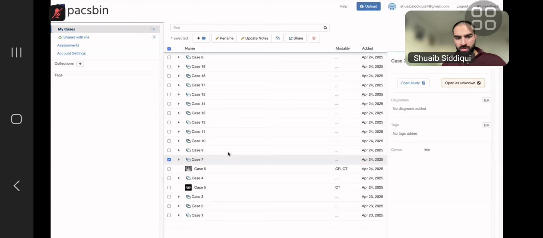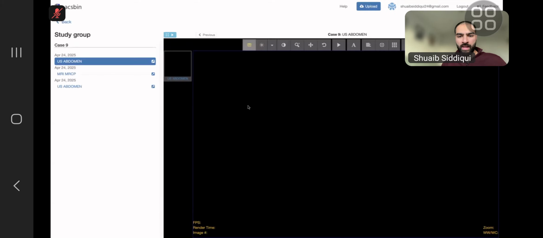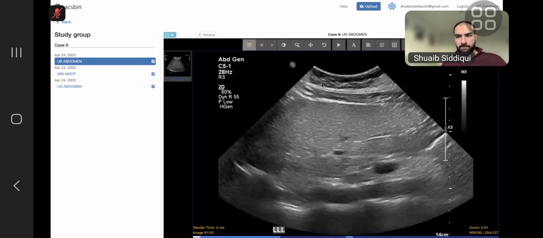Actually, we're running a little bit short, so we'll just do a quick case. Let's do this one. Take me through this ultrasound. So this is an abdominal ultrasound for a young lady. She presents with obstructive LFTs.